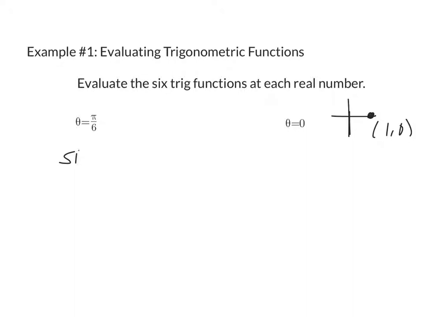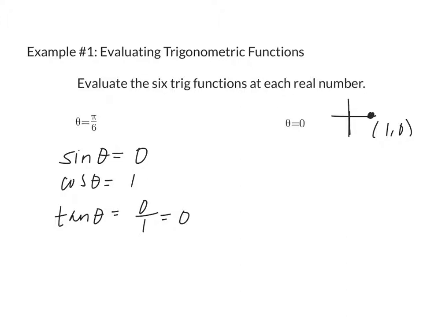So sine theta, remember sine is your y value, so sine theta is 0. Cosine theta would be 1. Tan theta would be sine divided by cosine, so that'd be 0 divided by 1, which is 0.